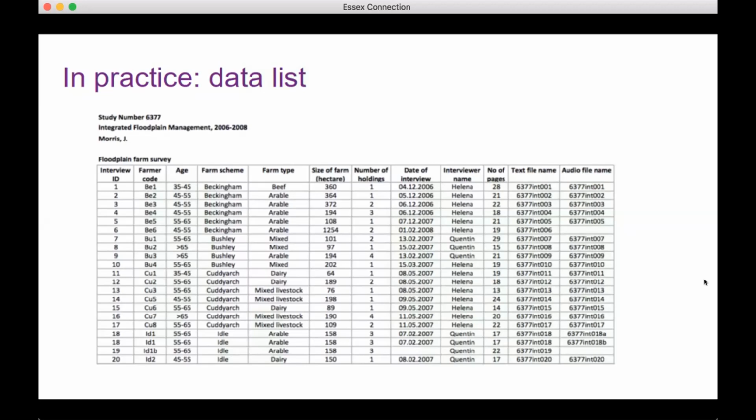Another example of why this is useful is that if someone were interested in a subsample, for example farms larger than 300 hectares, they can open this file and see exactly which file they need to go to because we have the file name. And we also have some more useful information as well.